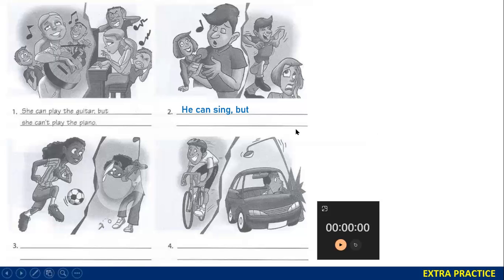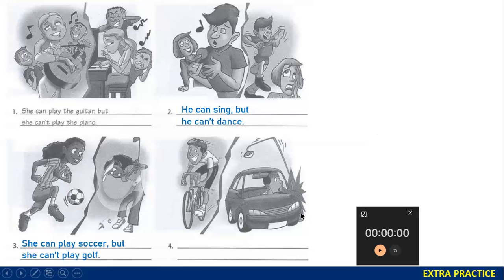She can play soccer, but she can't play golf. Very good. That's correct, right? She can play soccer, but she can't play golf. Very good. And the last one, Tanya? He can biking, right? Ride a bike, but he can't drive. Very good, excellent. You can say he can ride a bike or a bicycle, but he can't drive a car.